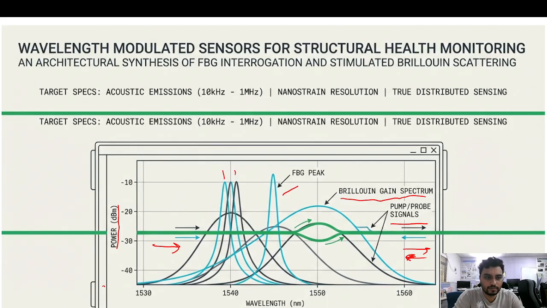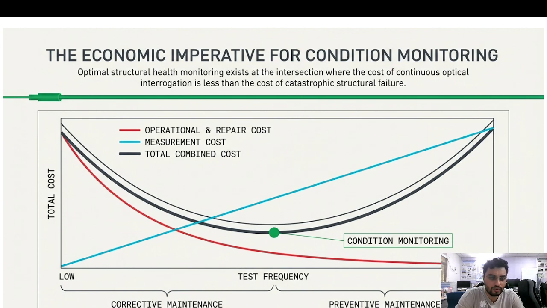So what is the target specification here for the structural health monitoring sensor? In that, acoustic emission should be 10 kilohertz to 1 megahertz, with nanostrain resolution and true distributed sensing, which is a very challenging part. How can we overcome these things?